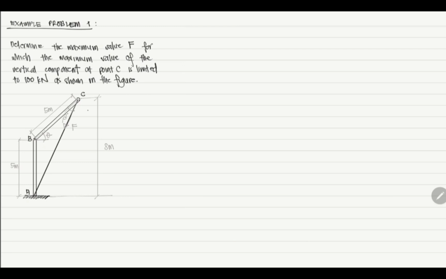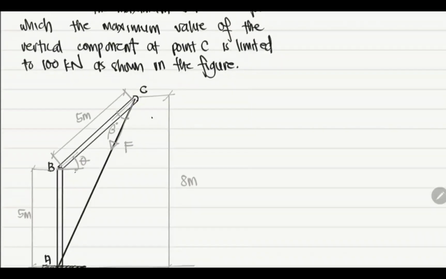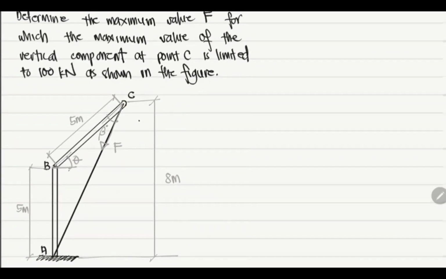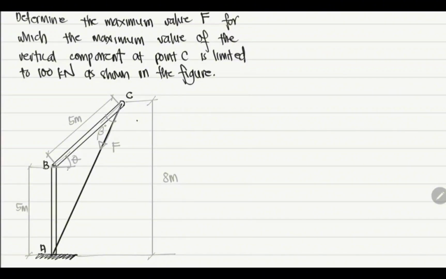Determine the maximum value of F, for which the maximum value of the vertical component at point C is limited to 10 kilonewtons as shown in the figure. So from the figure, what is the value of F?